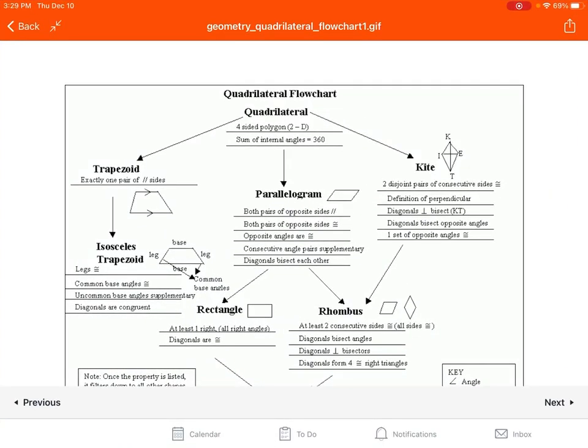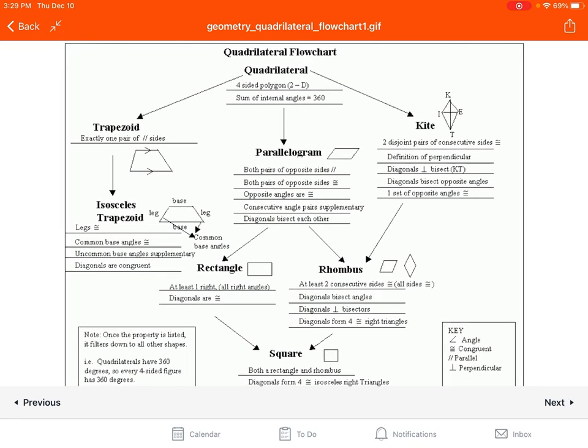One last thing, I want to show you this quadrilateral flow chart on Canvas. You can see that we have quadrilaterals at the very top, the biggest overarching. Then we have the different breakdowns, so everything about a square. We also know squares have the qualities of a rectangle, rhombus, parallelogram, and quadrilateral. Rectangles only have their own and parallelogram and quadrilateral qualities. Parallelograms only have their own and quadrilateral, so you can like work upwards and know different parts that are true about each thing.